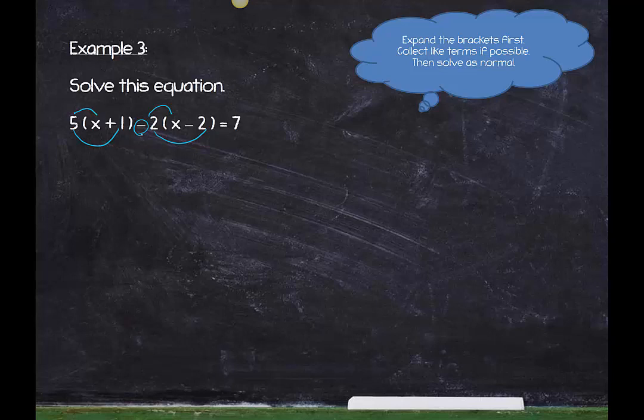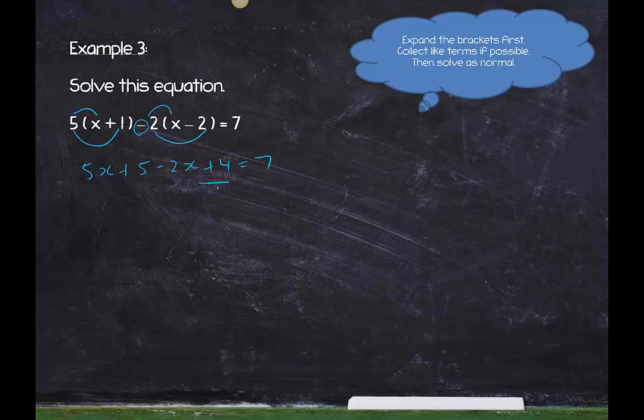So 5 times x is 5x. 5 times 1 is 5. Minus 2 times x is minus 2x. Now most students get this bit right. It's the next bit. Most students would do 2 times minus 2, but it's actually minus 2 times minus 2 gives us a plus 4. That is where most people go wrong.